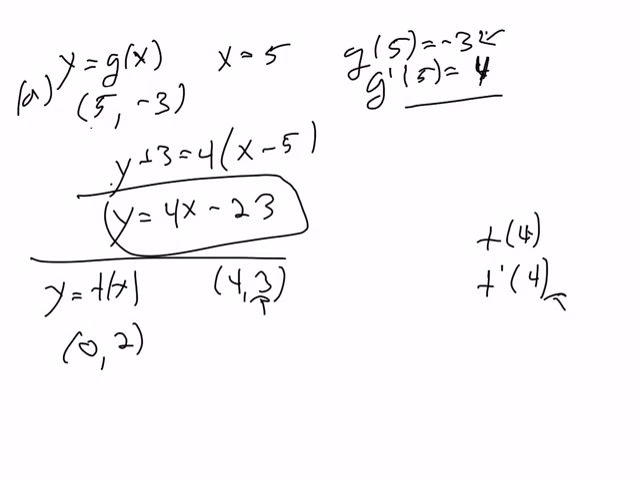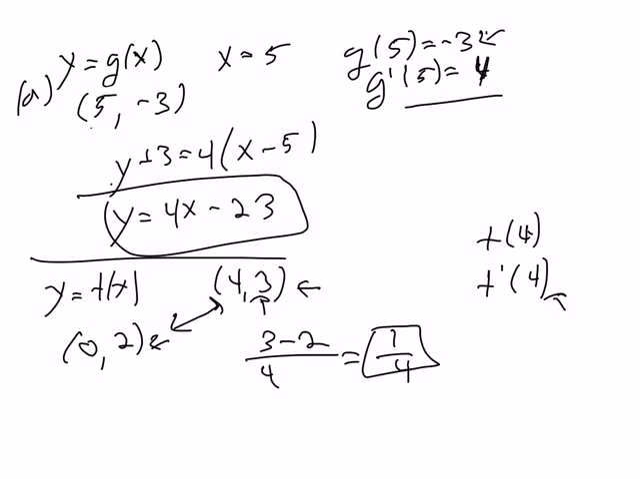Well, that's easy. We just find the slope between these 2 points because we know that the tangent line passes through this point and through this point. So we just have to find the slope of the line that passes through those 2 points, which is 3 minus 2 over 4, which is 1 over 4. So this is equal to 1 over 4.